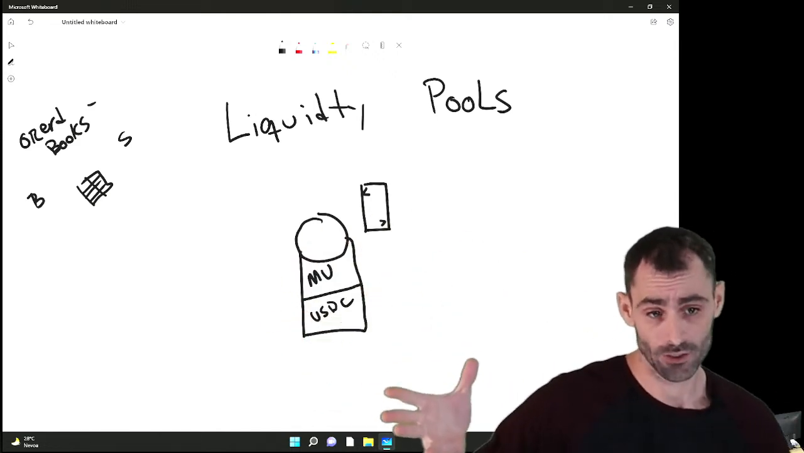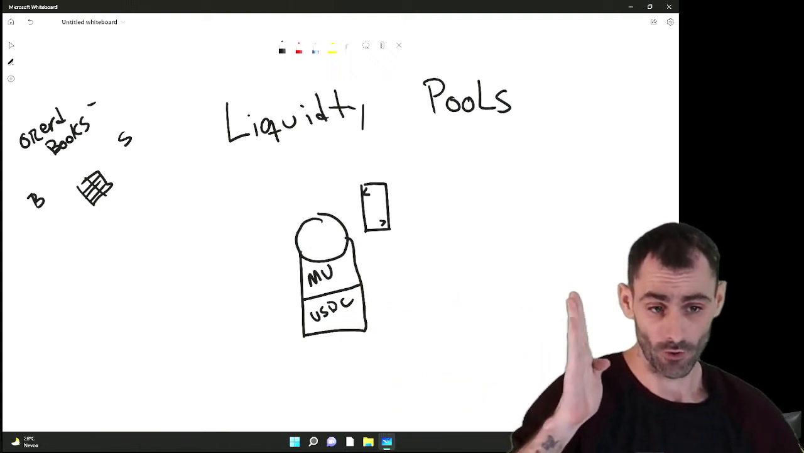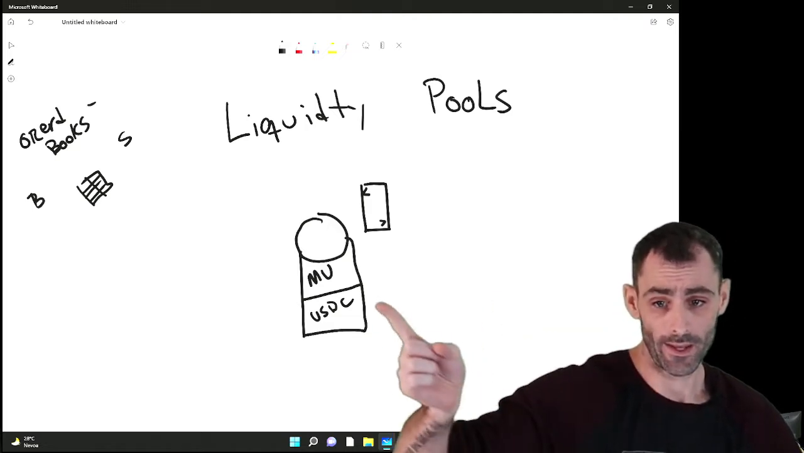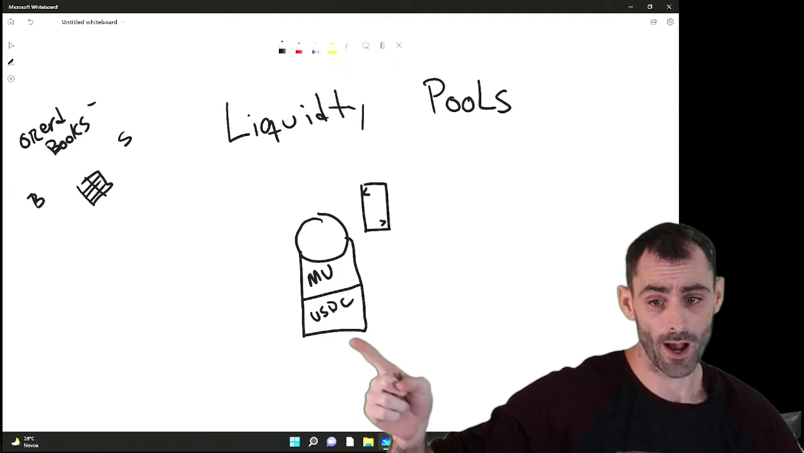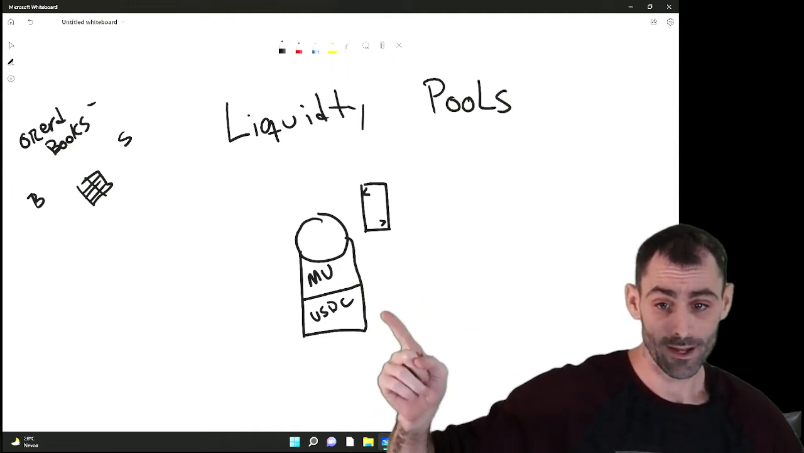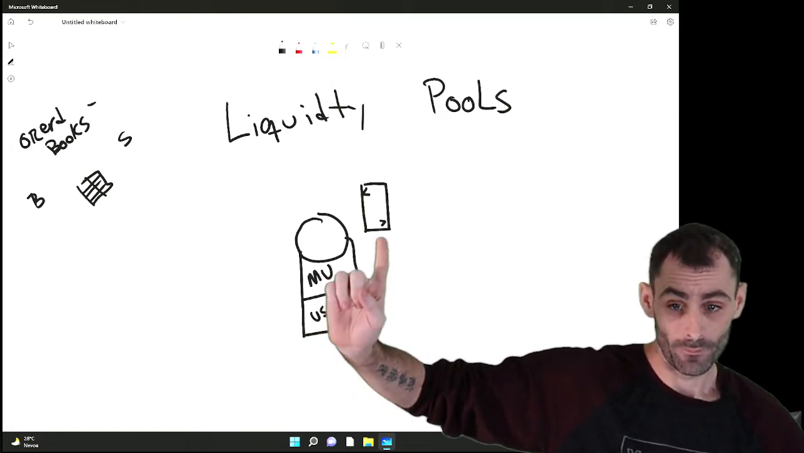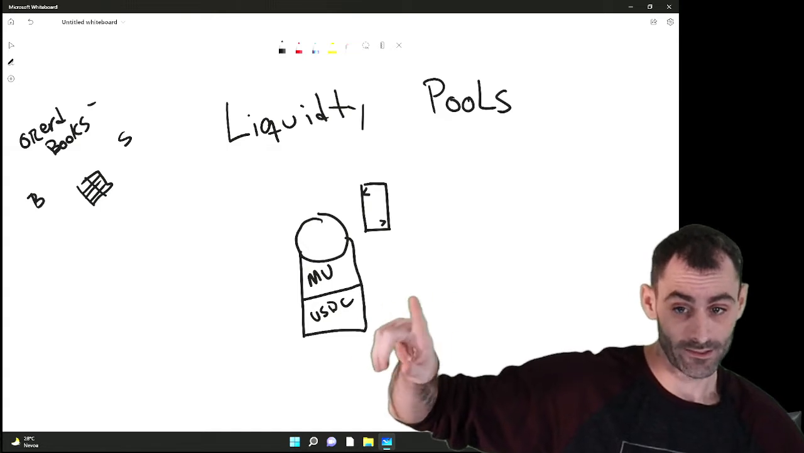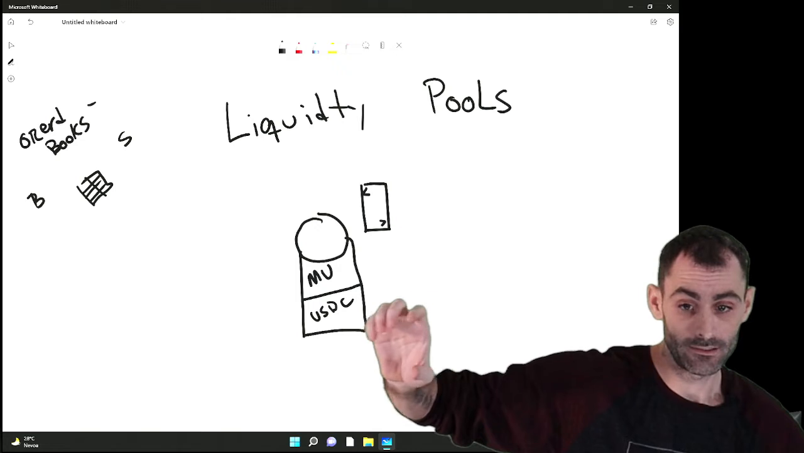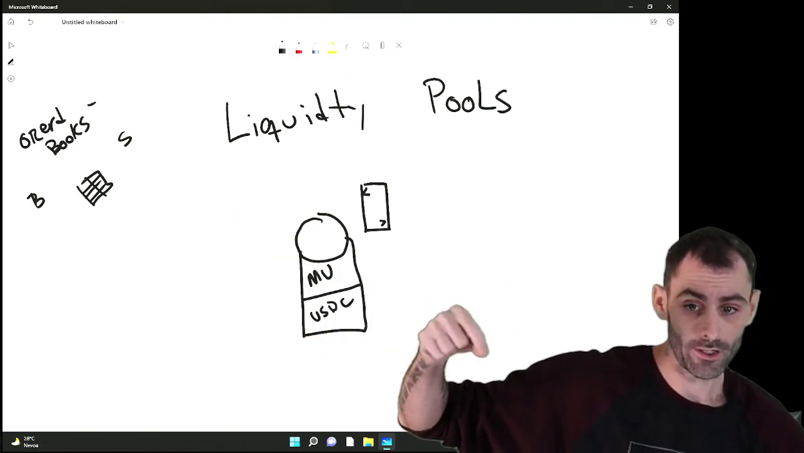And the smart contract, the liquidity pool, acts as a buyer and a seller. So it acts as two different parties. It can buy Mu or sell Mu, it can buy USDC or sell USDC. So in order to buy USDC, it's going to sell some Mu, and it's going to get some USDC. So someone's going to take some Mu out, and it's going to get some USDC. So it's essentially selling Mu and buying USDC, or it could flip the other way.